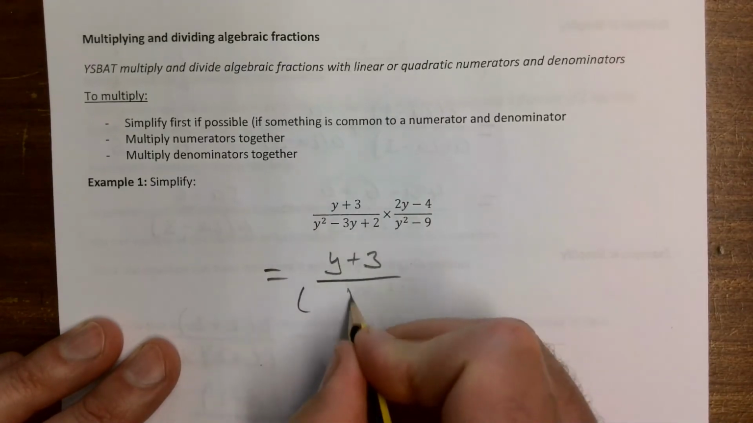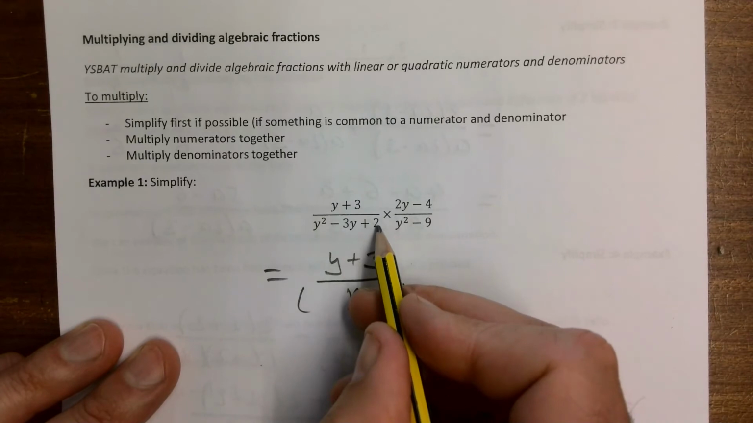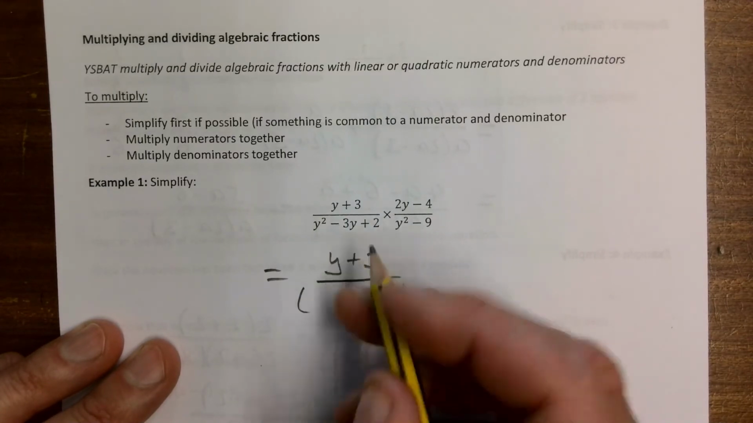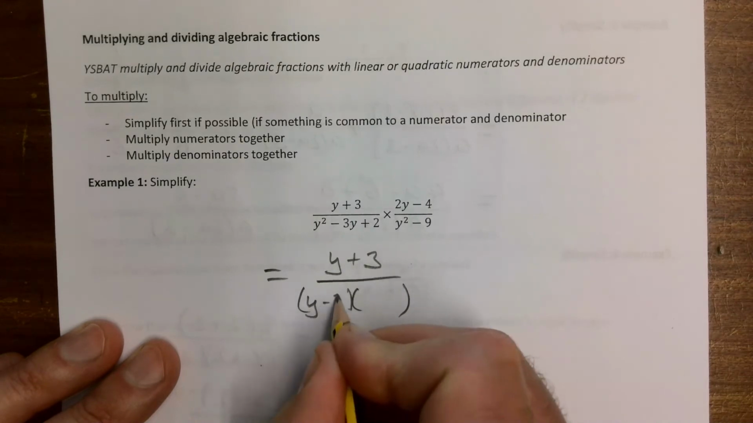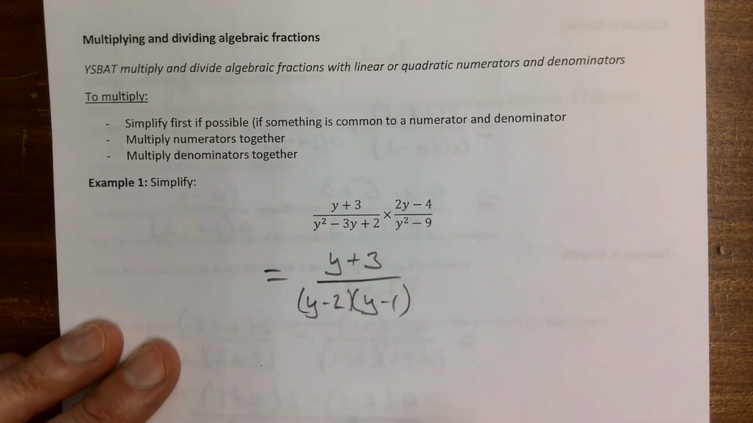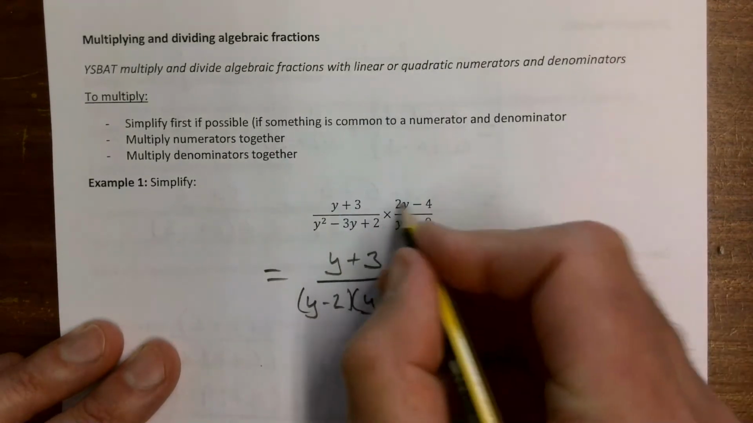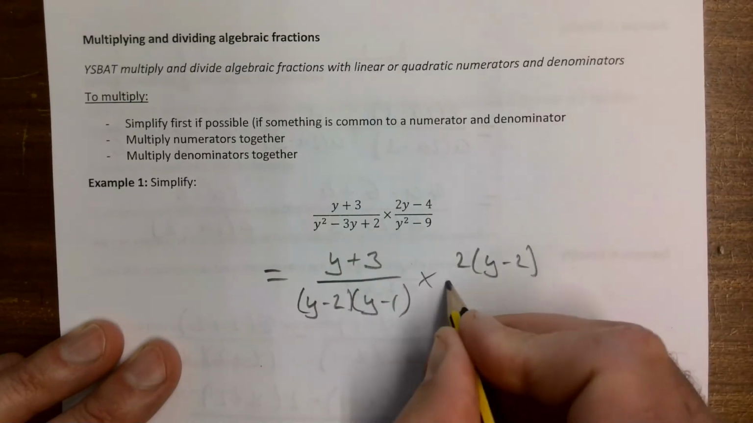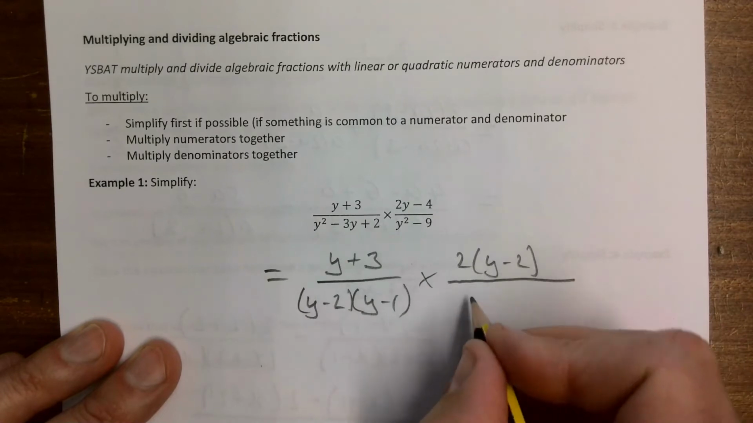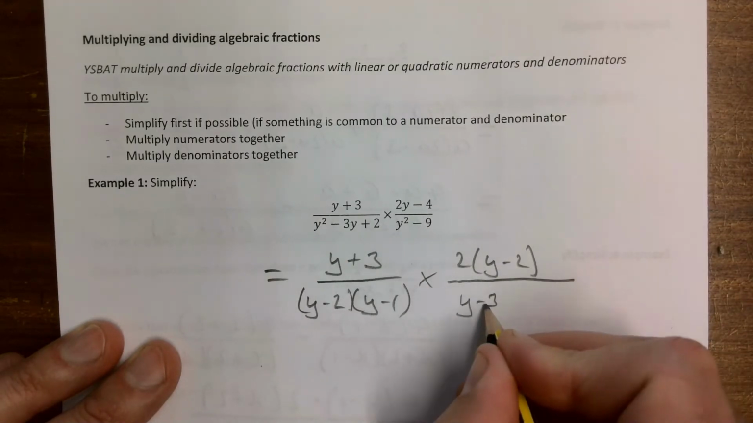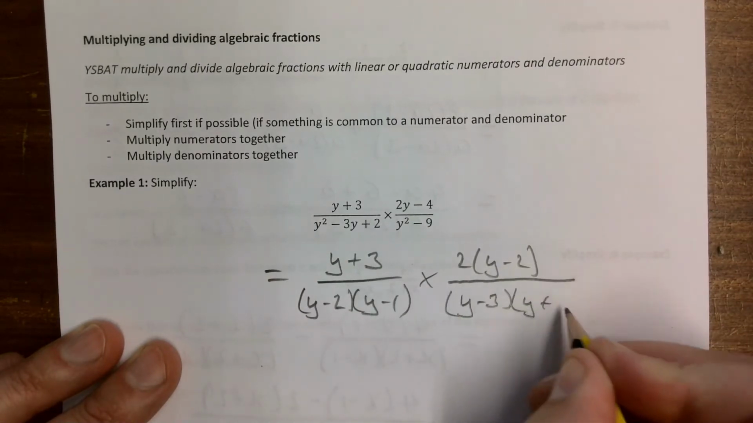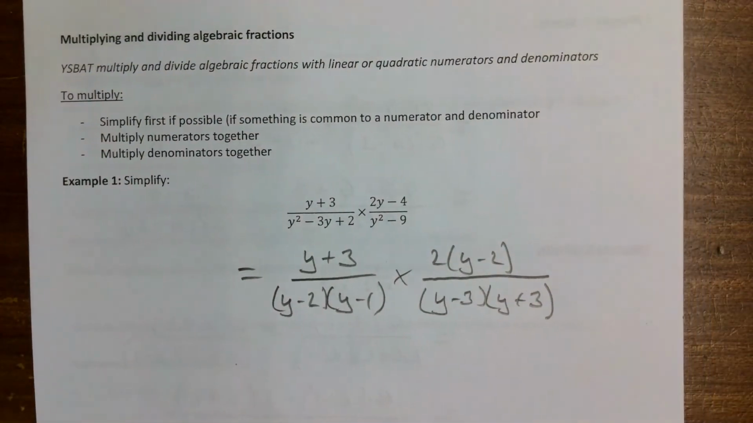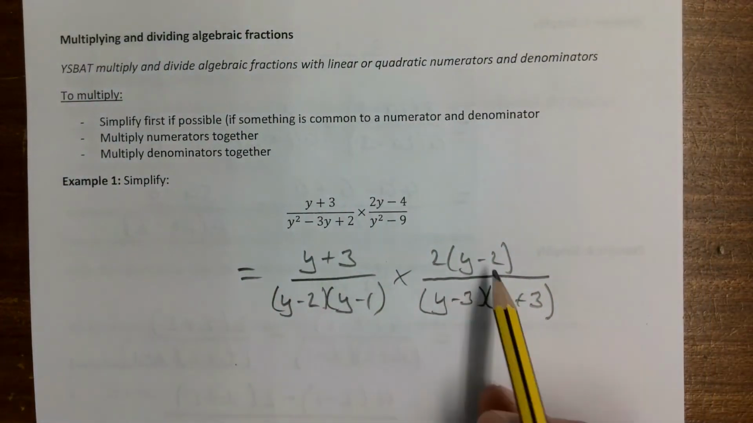Here, two numbers that multiply to give 2 and add to give minus 3. So that's going to be y take away 2, y take away 1, multiplied by this factorizes slightly, 2, y minus 2. Do you see that's going to cancel already? And then difference of 2 squares is y minus 3, y plus 3. I can't say it enough or emphasize it enough. Factorize, factorize, factorize. Anytime you're doing these.